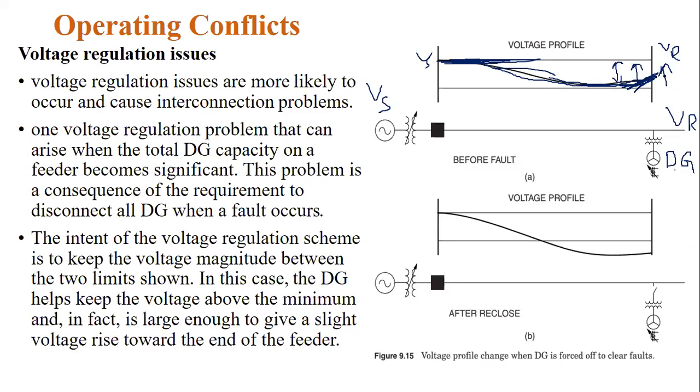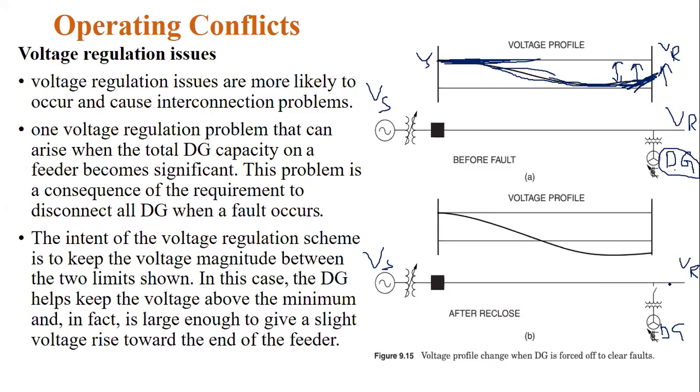DG means distributed generator. There are different types of distributed generators, but I'm not going into that here. You just add some distributed generator to improve the receiving end voltage, to increase the level of the receiving end voltage. This is under normal working conditions. When you add DG to the system, between VS and VR, it improves the power quality.